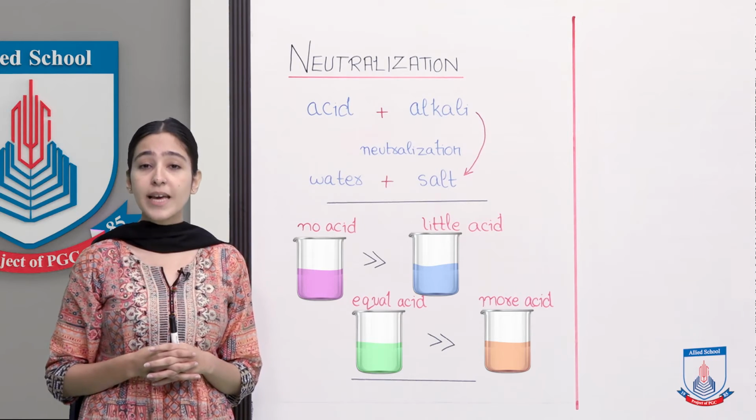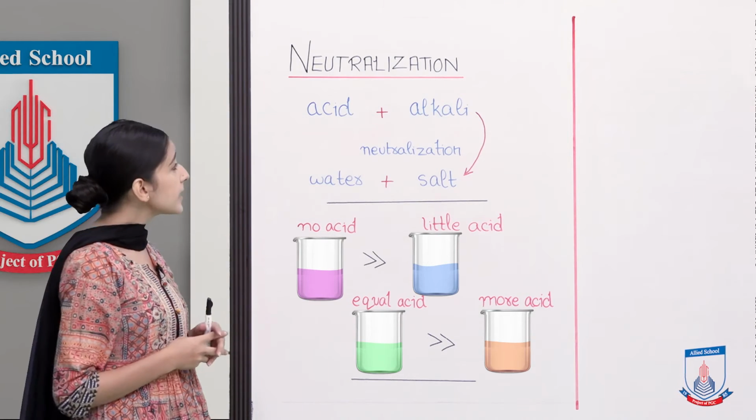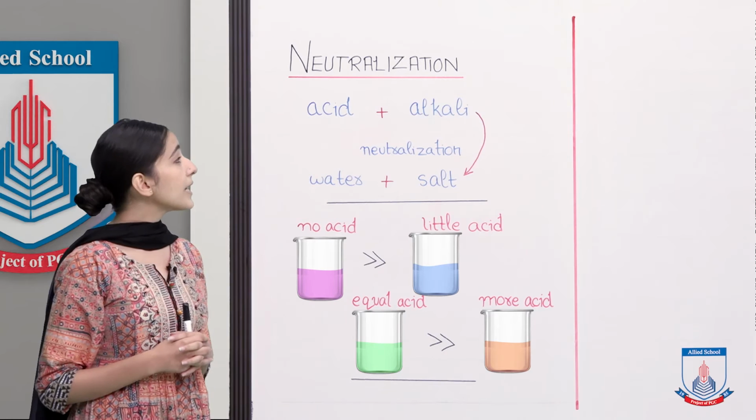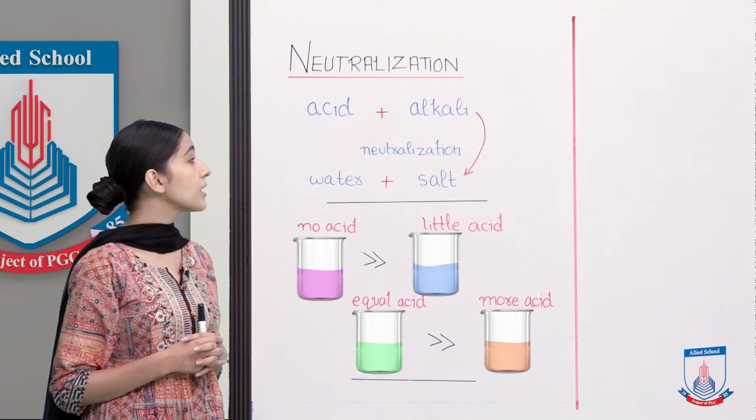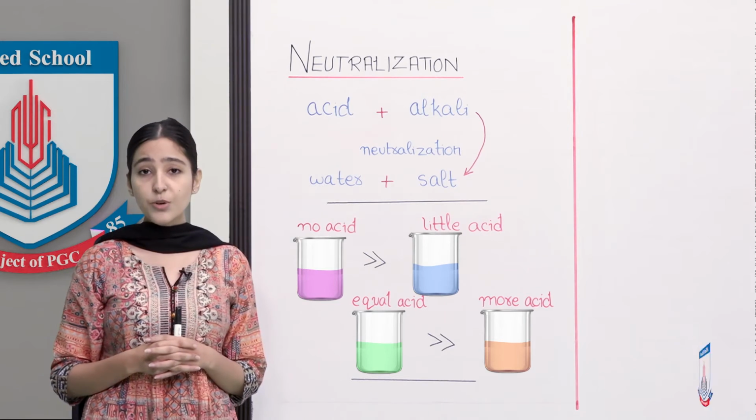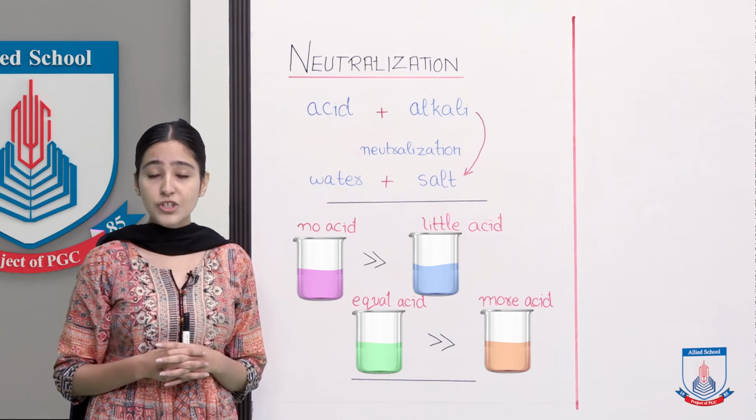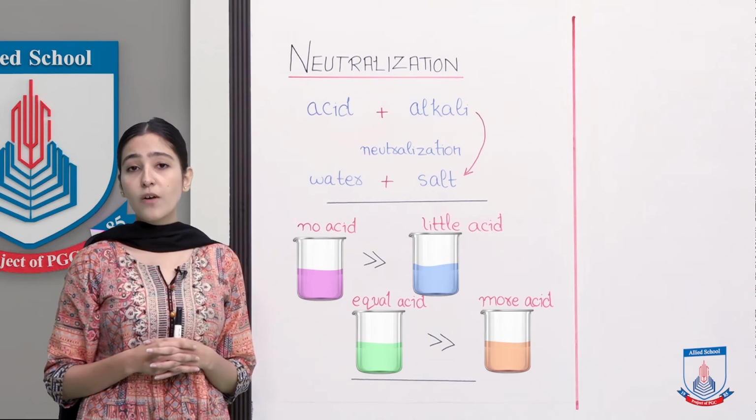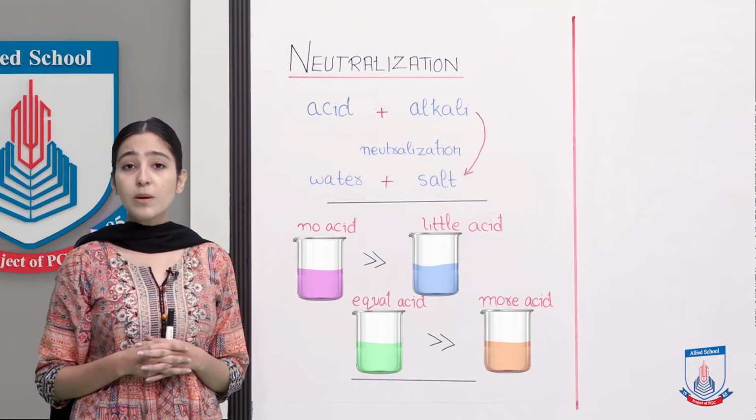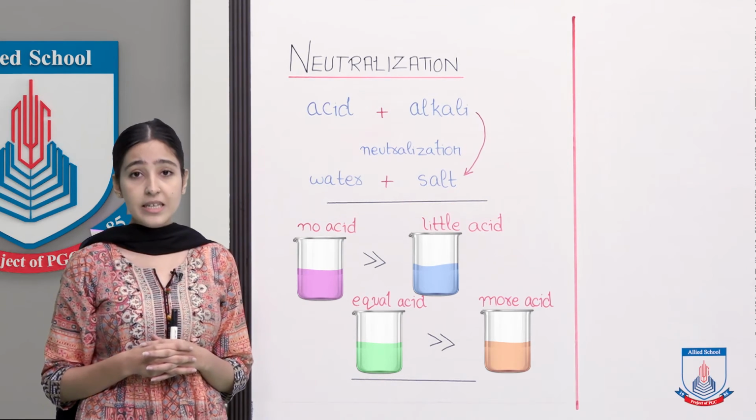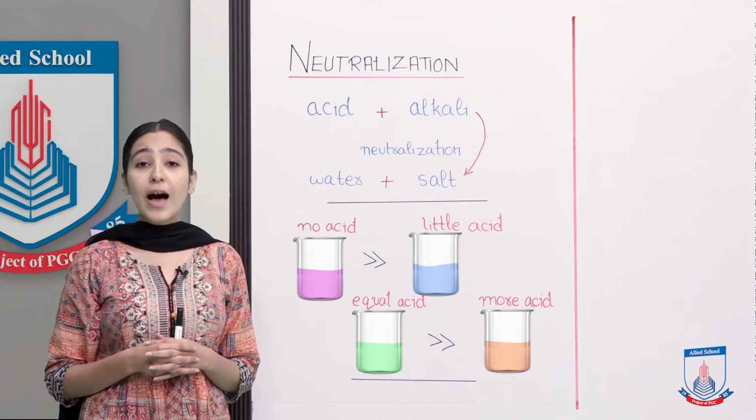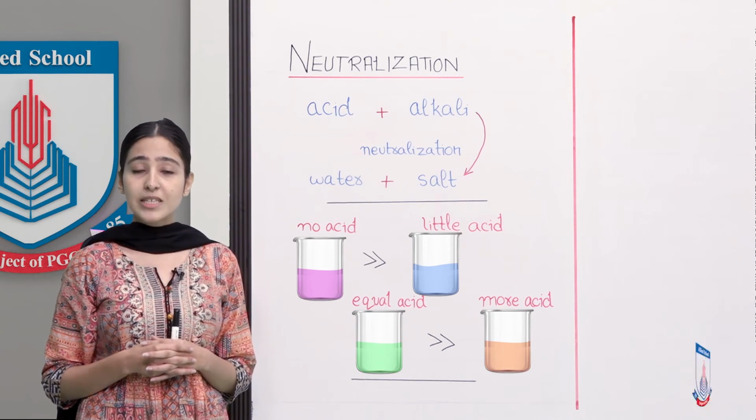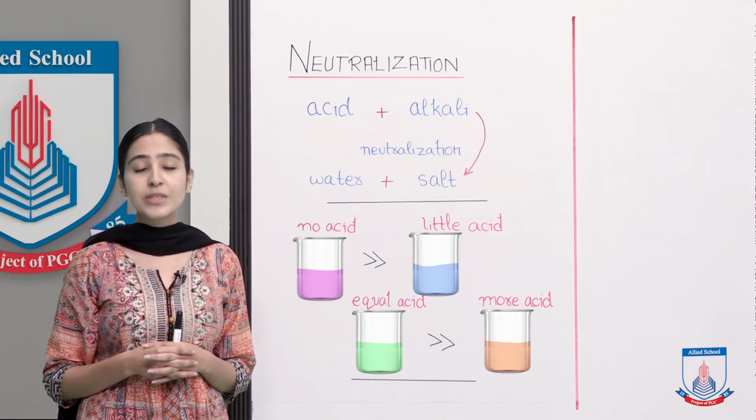Let me explain to you with the help of an equation. This is an equation that says when an acid and alkali are combined, they turn into water and salt. And this process is called neutralization. Now, if we check the pH of a solution that has an equal amount of alkali and acid, the pH will be 7, that is neutral. Now, I'll be explaining the process, how that happens, with an example.